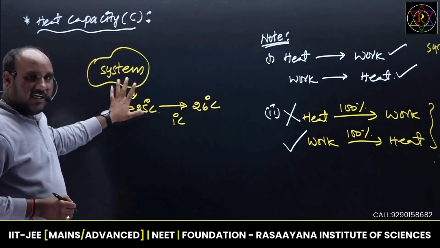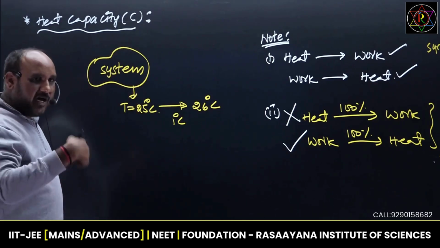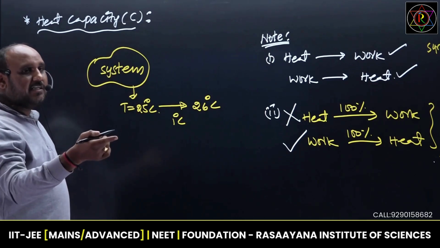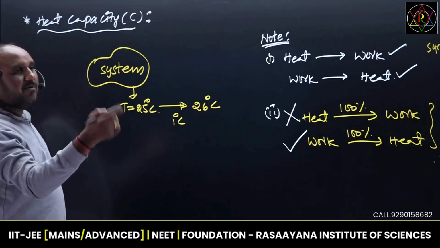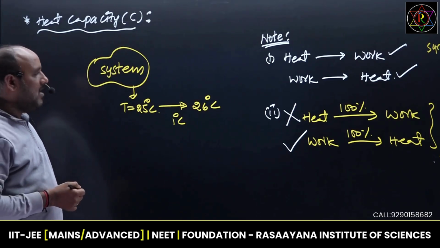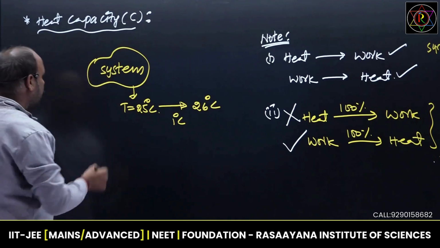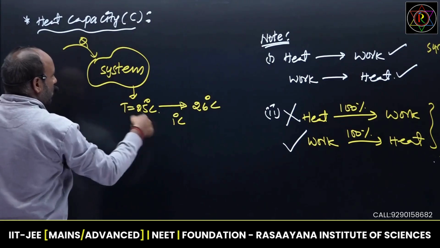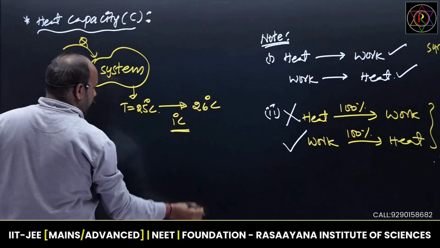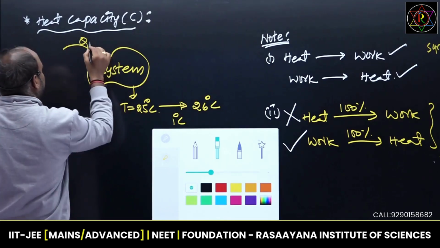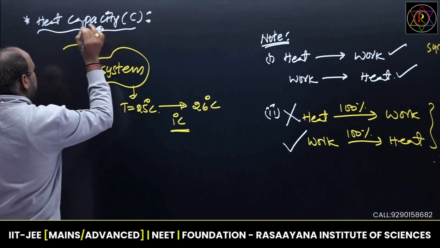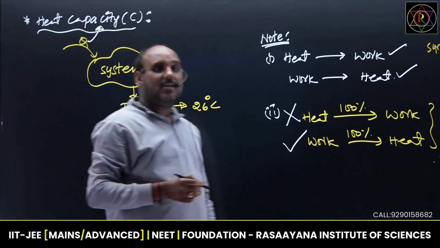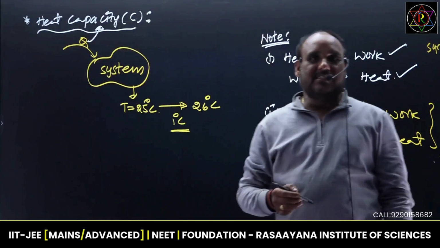The system is at 25 degrees centigrade. I want to raise it by 1 degree centigrade, so the system will move to 26 degrees centigrade. How much heat energy is required? Some amount of heat energy is required to raise the temperature by 1 degree centigrade. That heat energy, Q, will be known as heat capacity, right?